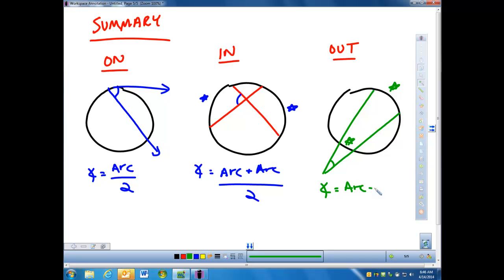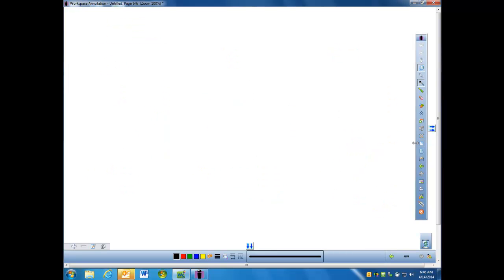And then divide by 2, and that is my angle measure. So we had our theorems. As always, let's wrap this up with a couple of test questions, potential test questions.